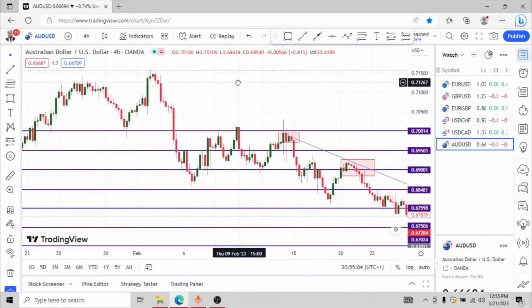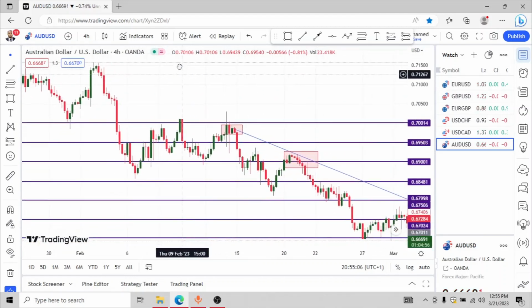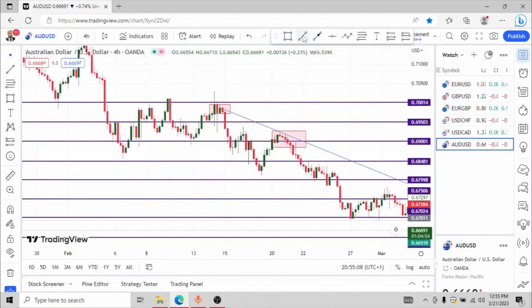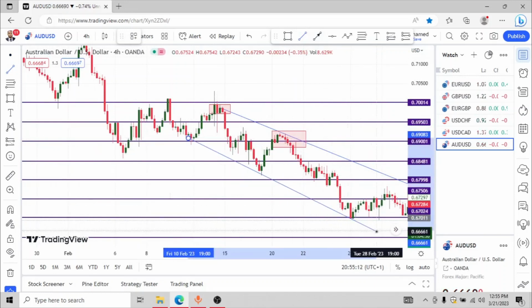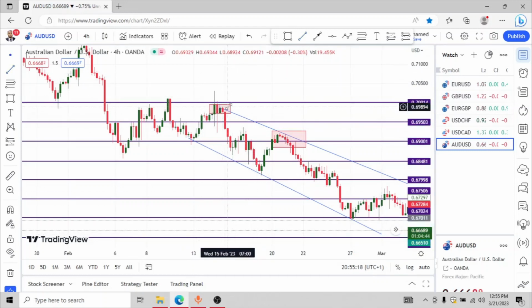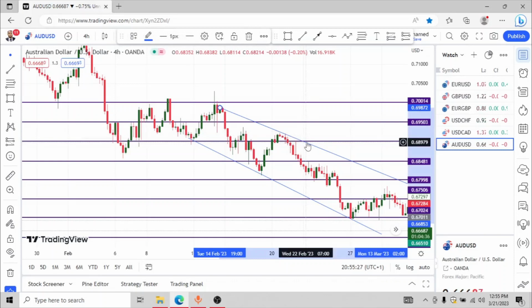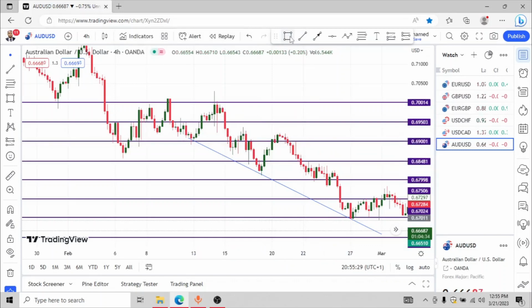Now look at this. Look at this one. Let's draw our touches. Okay, let's remove this one so that you do not get confused. Now look, we have this touch one.